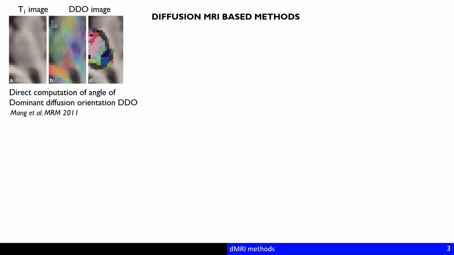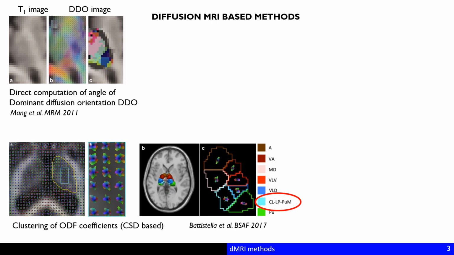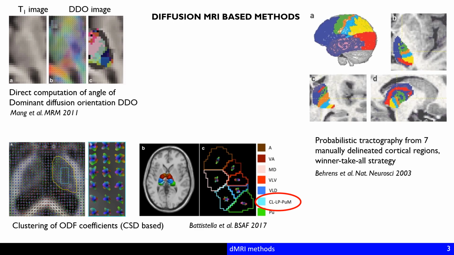Diffusion-based methods could be either based on microscopic properties of the diffusion tensor, such as the angle of the dominant diffusion direction orientation, or it could also be based on clustering the ODF coefficients, which are derived from CSD, as shown below. They could also, however, be based on macroscopic information. On the right-hand side is the famous Behrens Atlas, which is part of FSL, where this probabilistic tractography was done from 7 manually delineated cortical regions, so the motor cortex, the somatosensory cortex, all mapped onto the thalamus, and then a winner-take-all strategy used to parcellate the thalamus.